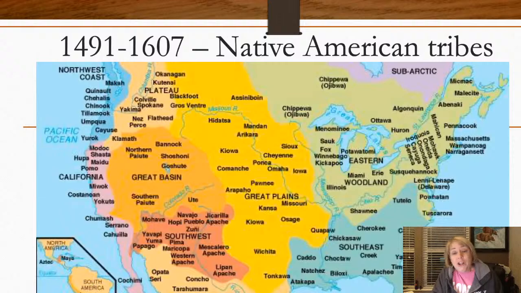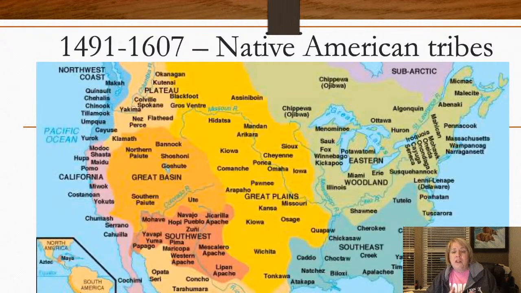You go over into the woodland area, that's where you're going to find tribes like the Mound Builders and the Shawnees, another one. They're the ones with the trade networks. They also do agriculture, they also do hunting and gathering, but they're building large cities that are trading with other tribes and stuff like that.